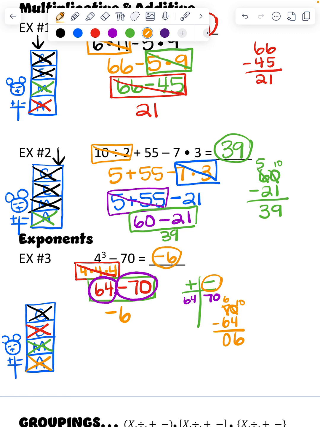And that is exponents in GEMA, or in order of operations. Go practice.